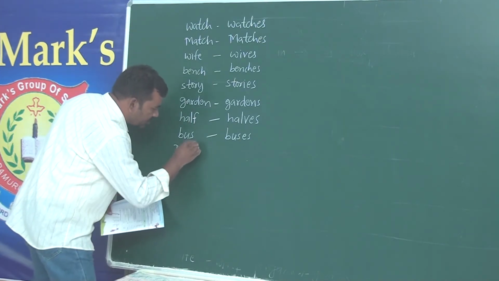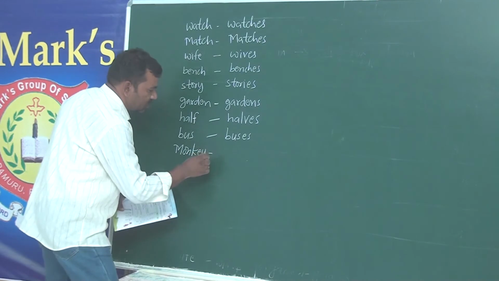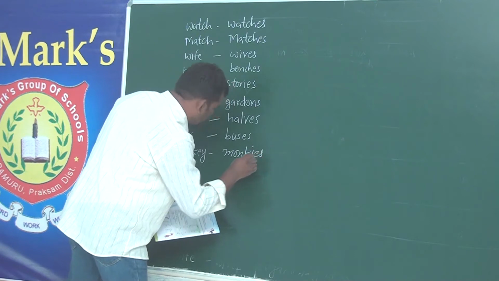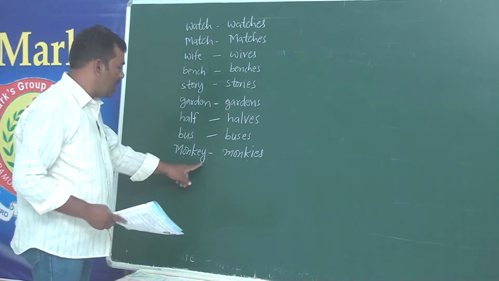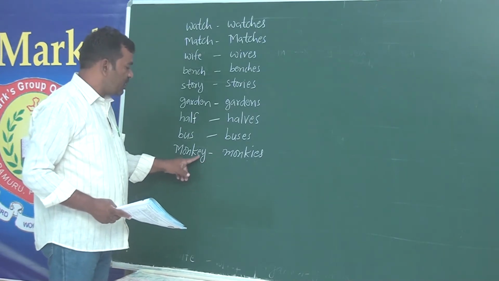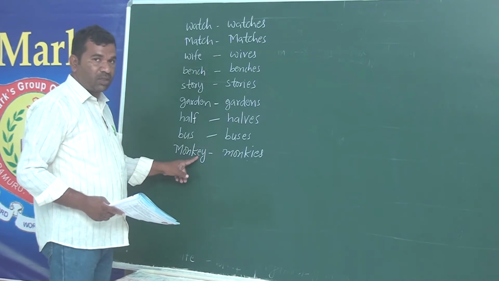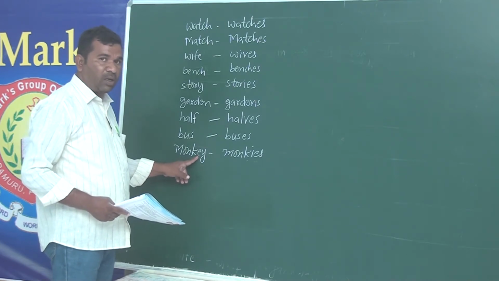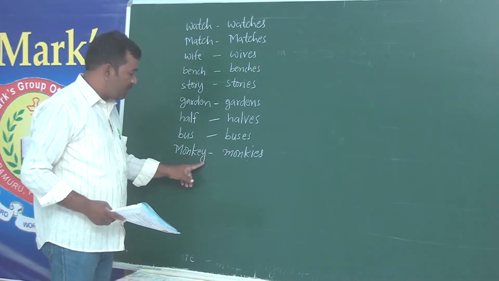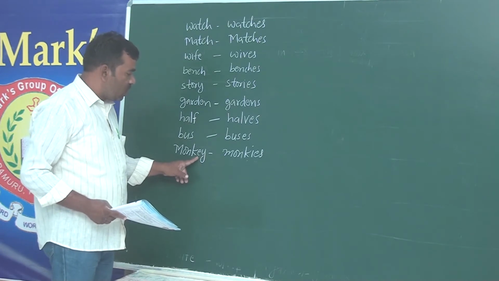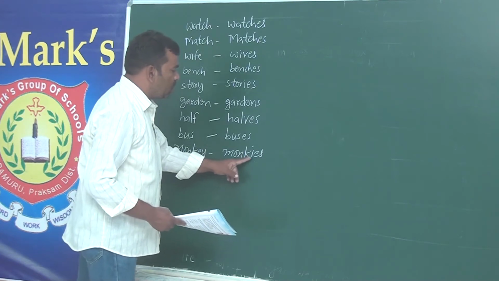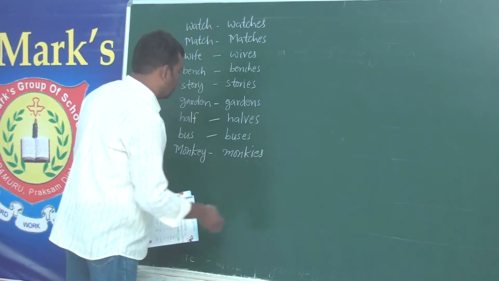Monkey. What is that? Monkeys. So as per the rule, any noun which ends with Y and is preceded with a vowel, you got it? Any noun that is ending with Y but preceded with a vowel, the Y stays and we add S at the ending. Monkeys.